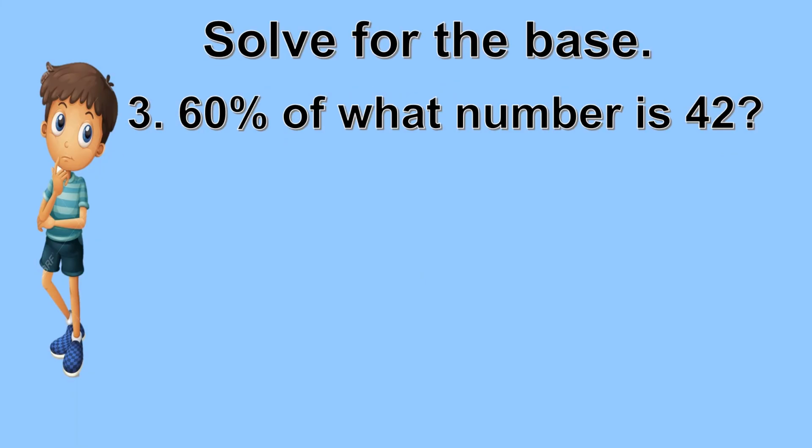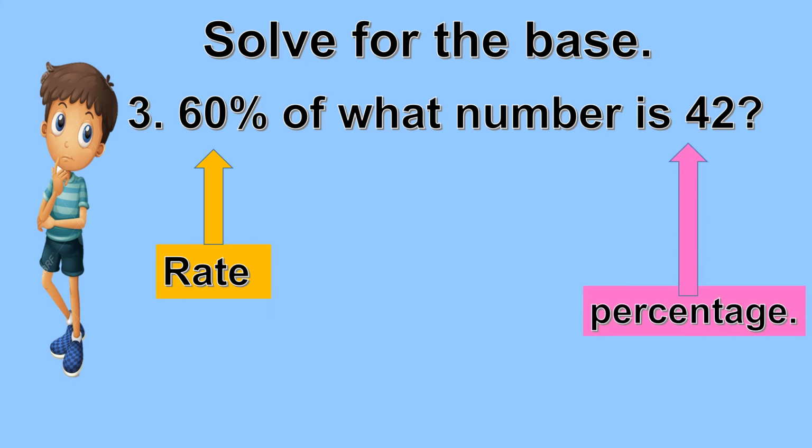Number 3 example. Instruction. Solve for the base. Question. 60% of what number is 42? First, let us identify the rate, the base, and the percentage. Who can tell me what is the rate? Correct, 60%. How about the percentage? Very good, 42. Therefore, the unknown is base.